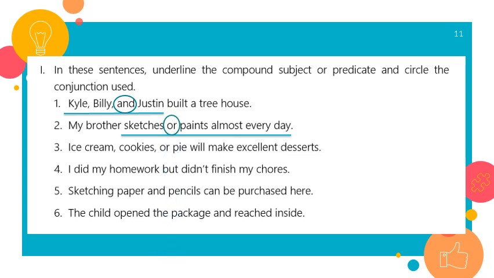Number 3. Ice cream, cookies, or pie will make excellent desserts. Here I have compound subject, ice cream, cookies, or pie, and we use the conjunction or. Number 4. I did my homework but didn't finish my chores. Here I have compound predicate, did my homework but didn't finish my chores, and we used the conjunction but.